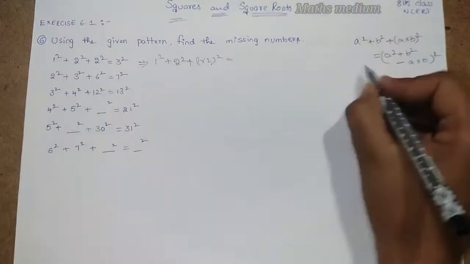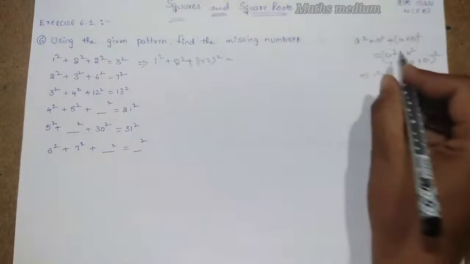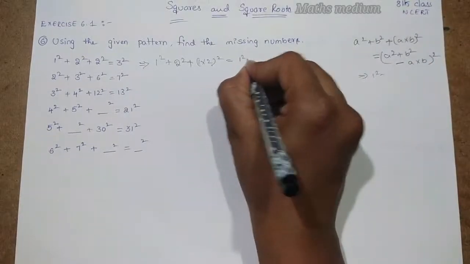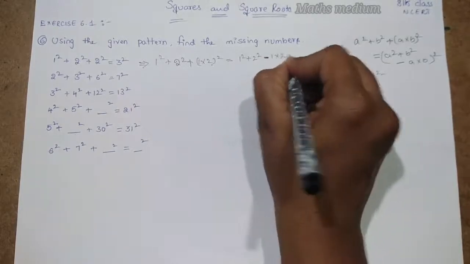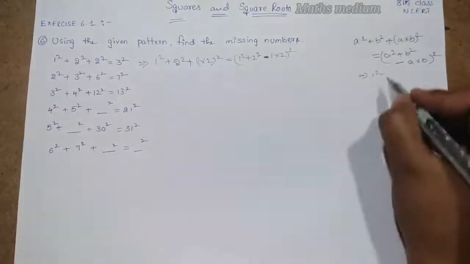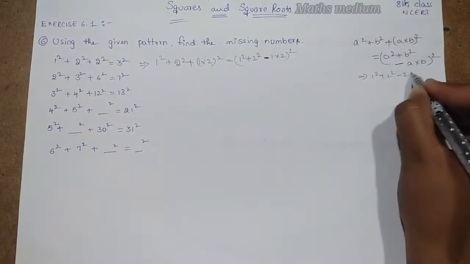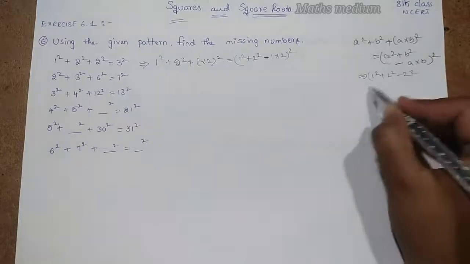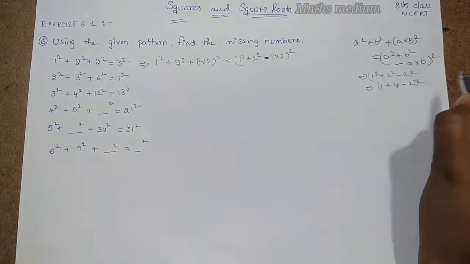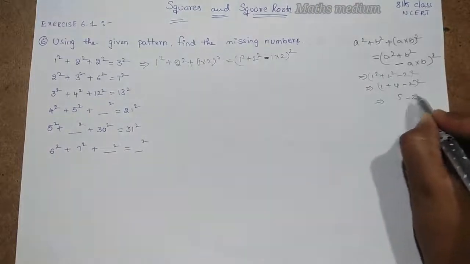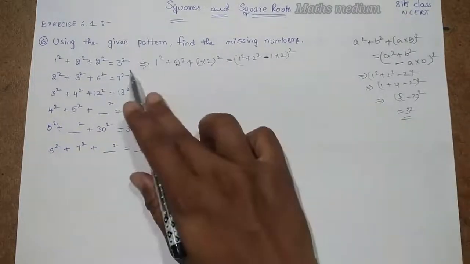If you apply this, see, 1 square here we already applied. So coming to here, 1 square plus 2 square minus 1 into 2 whole square. By simplifying this, we get the answer. See here, 1 square plus 2 square minus 1 into 2 whole square. Now, 1 plus 4 minus 2 whole square, 5 minus 2 whole square, 3 square. This is the answer, right?